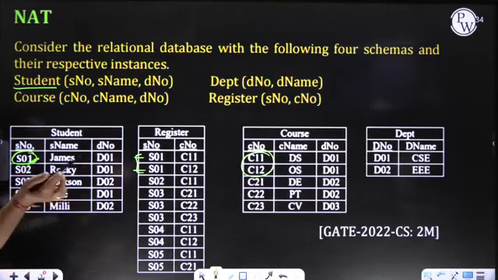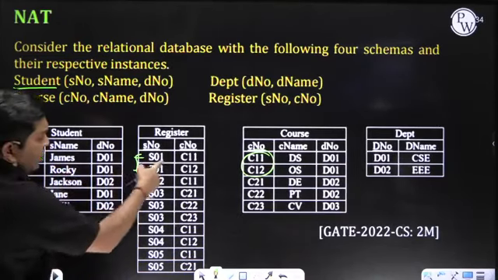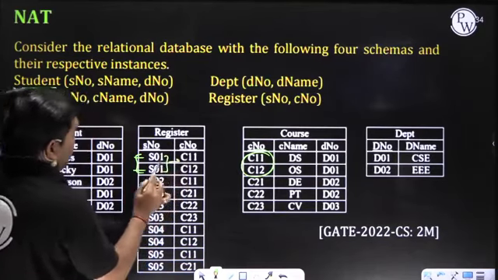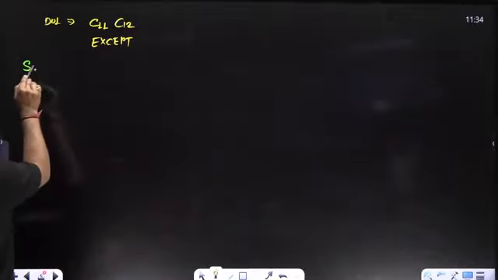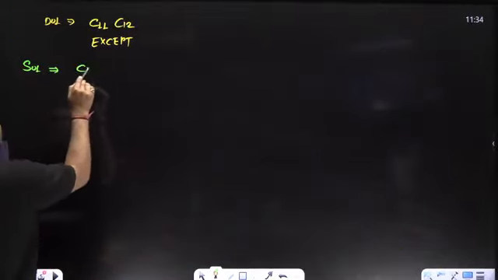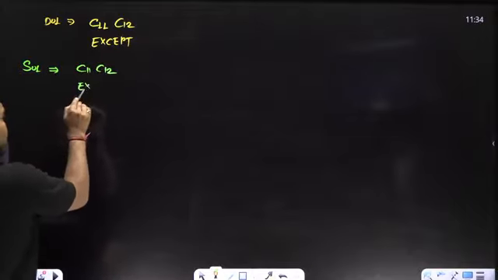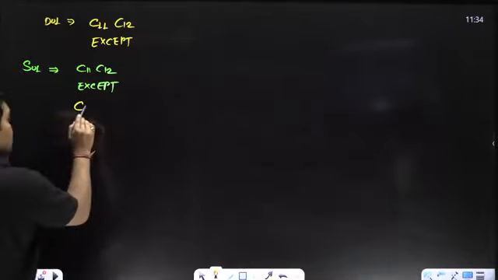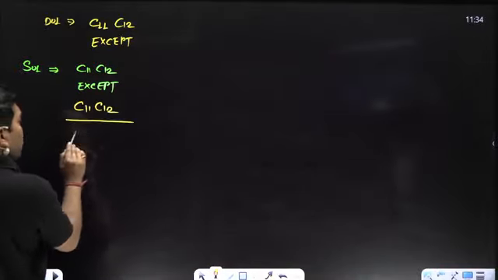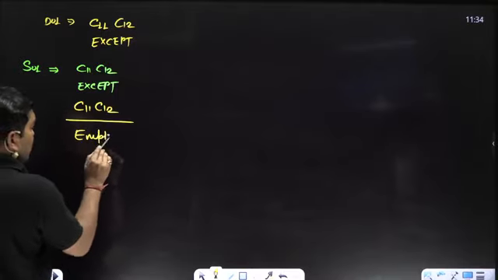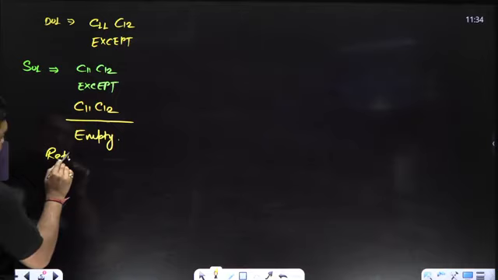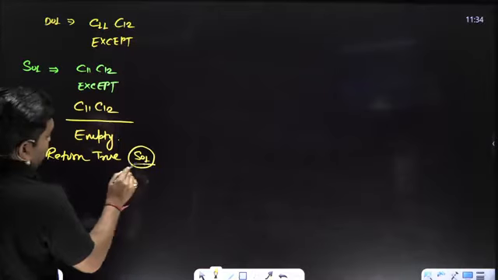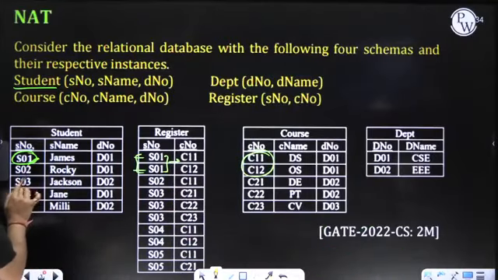For the execution of exists or not exists, you will pick first S01. For S01 we are getting C11 and C12. So for S01, C11, C12 except C11, C12 gives empty, so it returns true, and we will get S01.